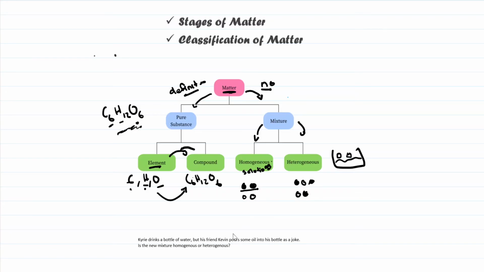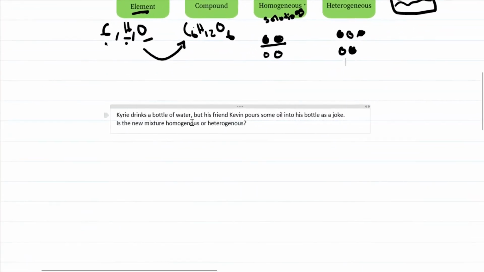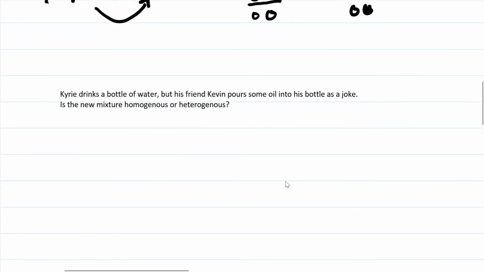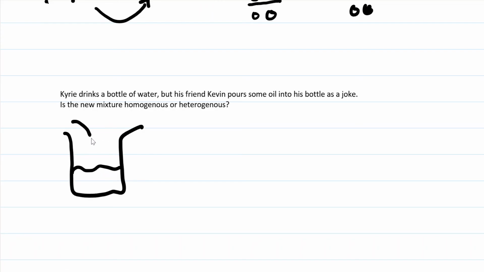So now let's work on this last practice problem over here. Kyrie drinks a bottle of water, but his friend Kevin pours some oil into his bottle as a joke. Is this new mixture homogeneous or heterogeneous? So let's start off with a diagram. So this is going to be Kyrie's bottle here. And there's going to be some water. I think we can use the same color. So there's going to be some water. And Kevin wants to throw in some oil. So let's see what that turns into.